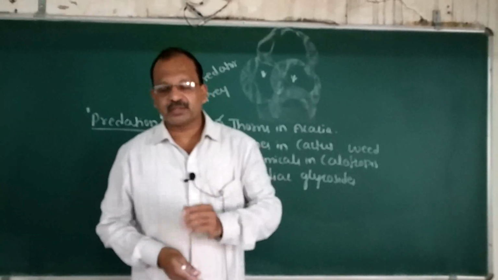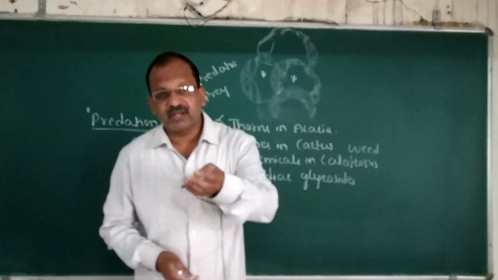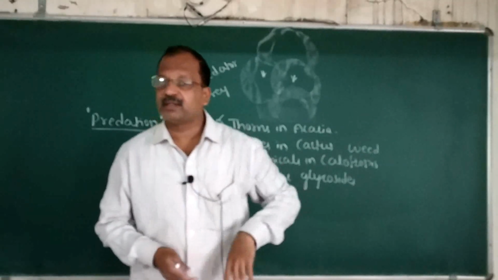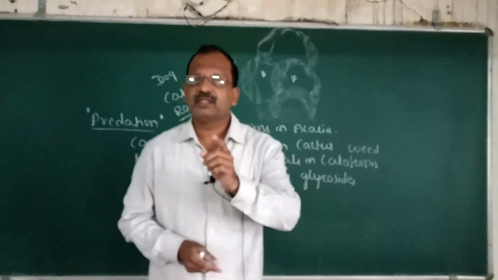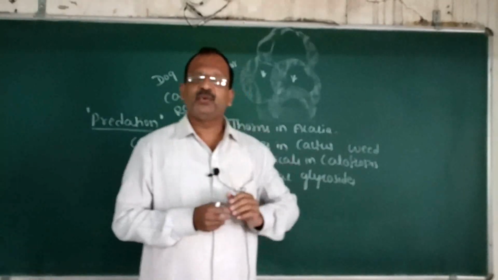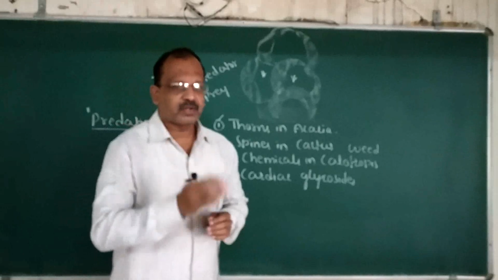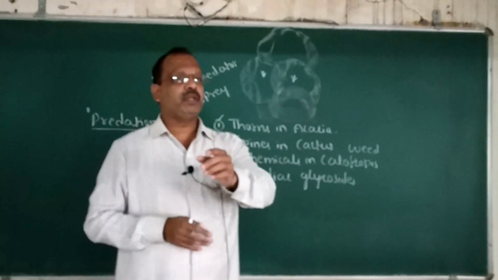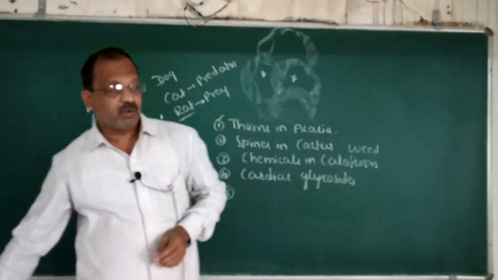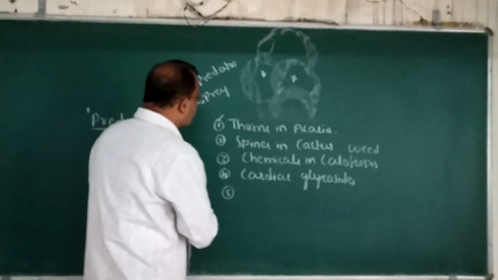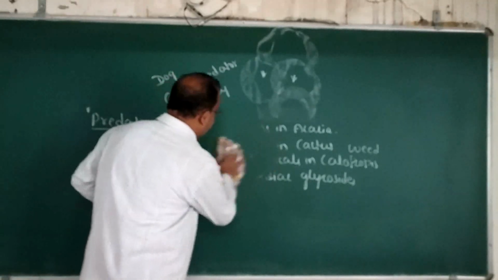Now the question arises, what happens when the animals feed on these narcotic drugs? They will feel sick. These are the few adaptations in the plants to protect themselves from the herbivorous animals. In the same way, adaptations are also noticed even in the animals.